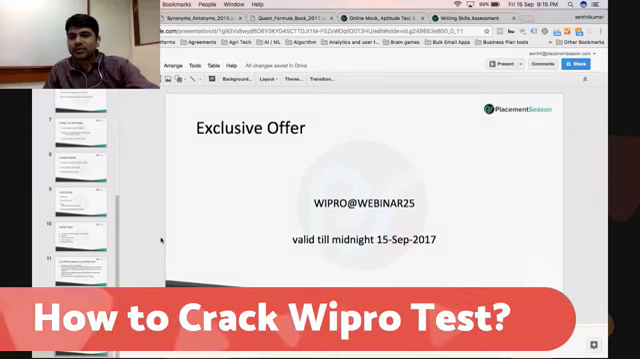How can I prepare for the coding test? Practice, practice, practice. If you are not that good at computer science concepts and other things, I think it's better to practice some coding questions, whatever comes in Wipro, and then try your luck. So that's what you can do.